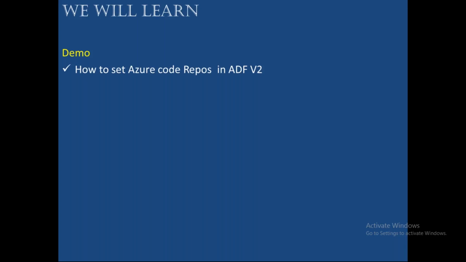With respect to the demo, we will see how to set up Azure code repos in ADF v2. What is code repos? It's basically where we are going to store our code. Whatever code is generated in your data factory is stored in some backend. But I want to move the entire code from the data factory to Azure DevOps repos. How to set up those repos and how you can move the ADF code from your ADF to the Azure code repos, we will see.